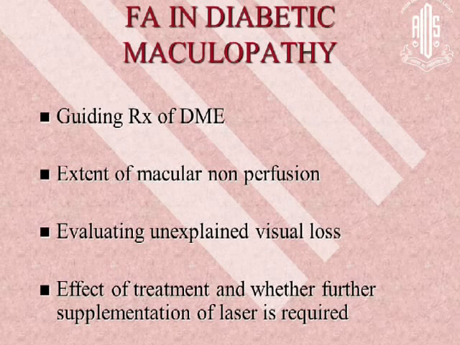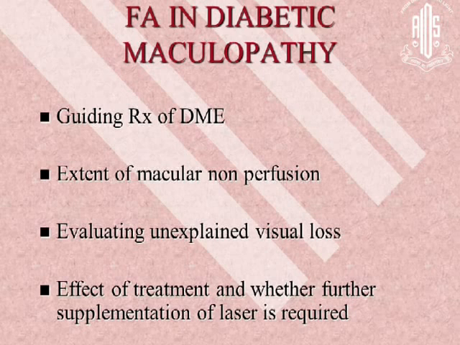So how does FA help in diabetic maculopathy? It guides us to treat the diabetic macular edema. It guides us to know the extent of macular non-perfusion. Suppose we are evaluating an unexplained visual loss, we should first rule out ischemic maculopathy. These days, with OCT, we are always ruling out a VMT, but we should bear in mind that ischemic maculopathy is one such cause of unexplained visual loss in these patients.